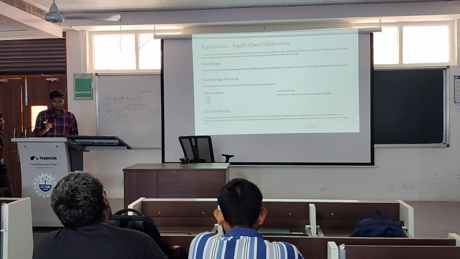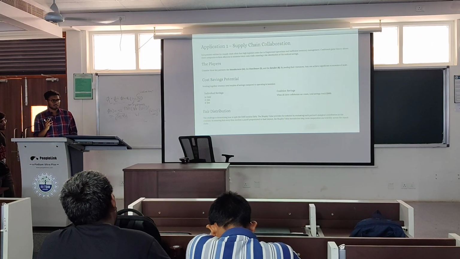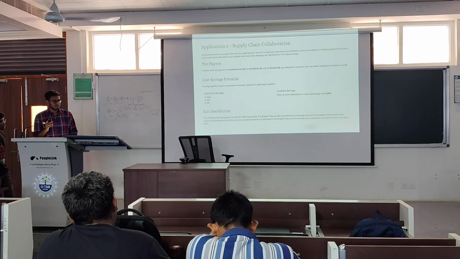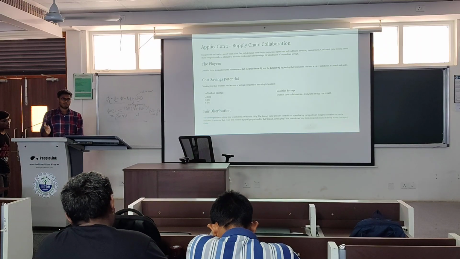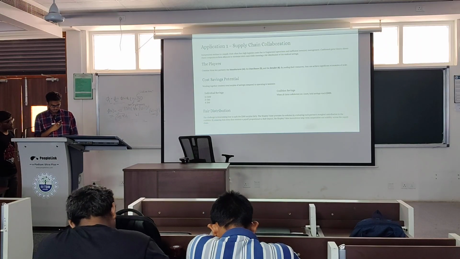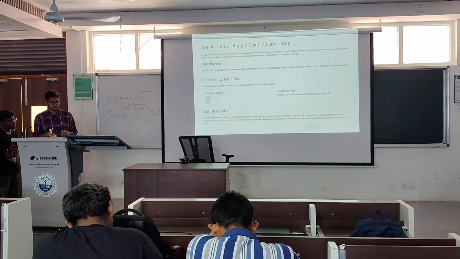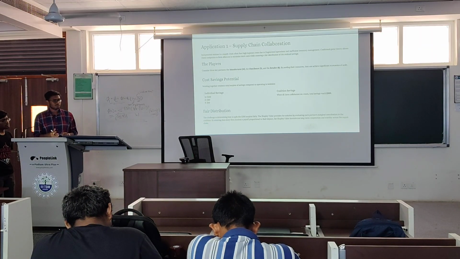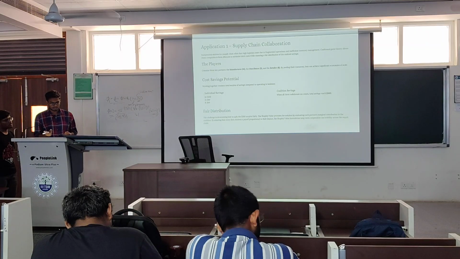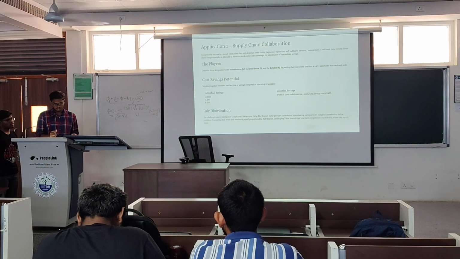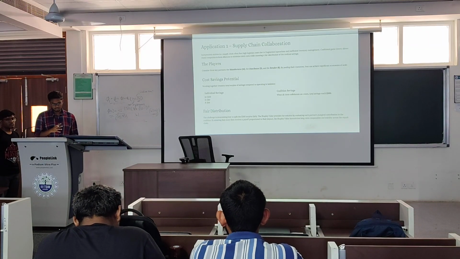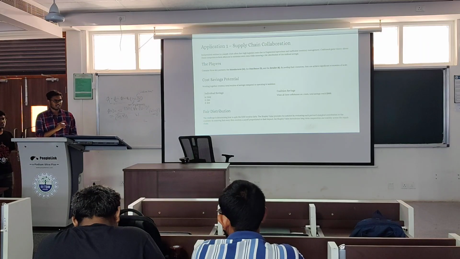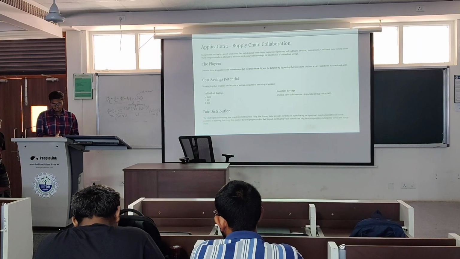So next, let's go to the first application, which is supply chain collaboration. In most companies or enterprises, they use a supply chain model for their manufacturing units and for moving their goods from one place to another place. So here the main concept of correlation game theory is applicable. To keep the distribution small, we are taking three players: the manufacturer, the distributor, and the retailer.